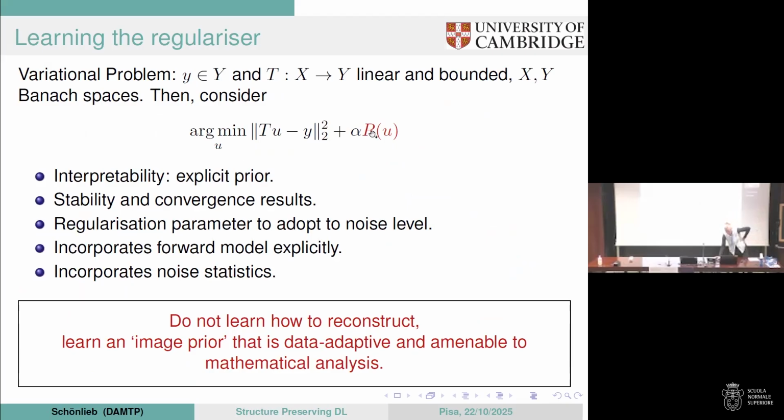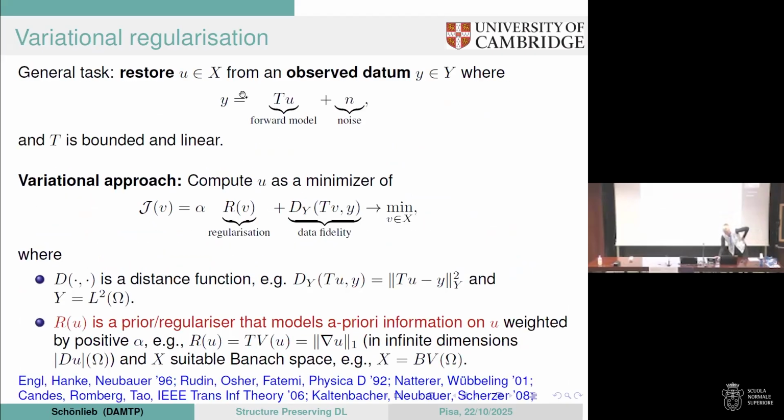Yes, here. This is the ideal solution. But now I'm approximating it: I don't compute U itself, but I want to compute an approximation of U through minimizing this functional. Thank you. Thanks.